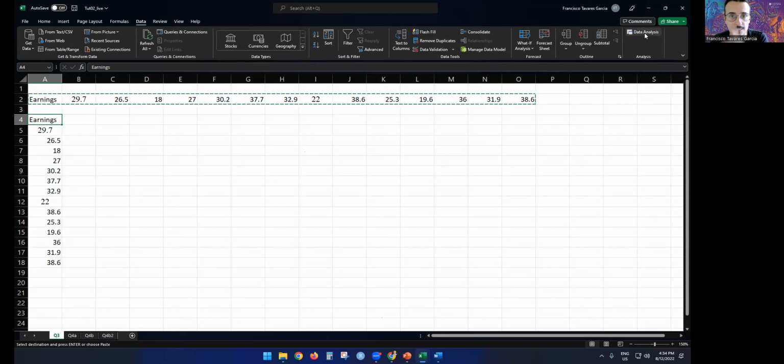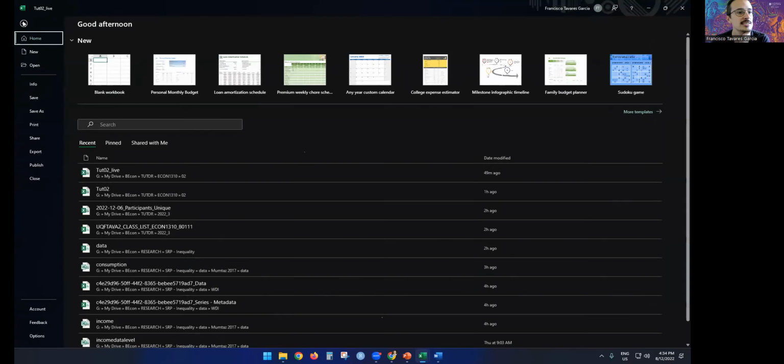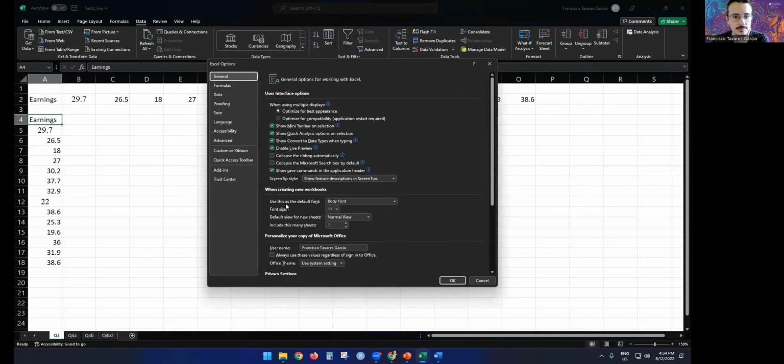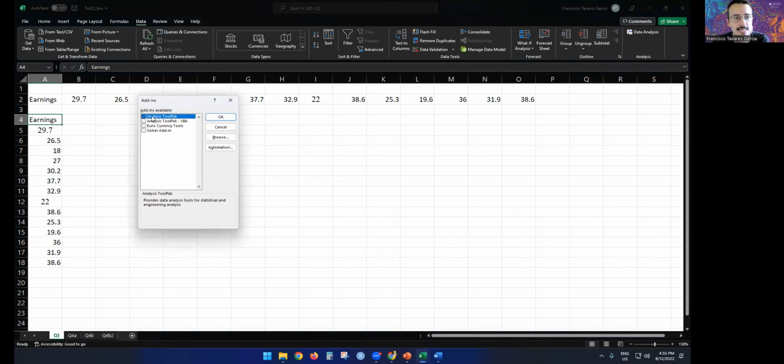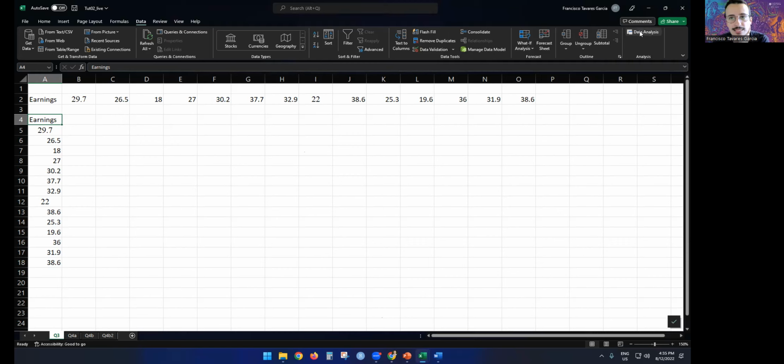If you don't see this on your Excel, I will show now in this video how to install it. So you're going to click File. You're going to go to Options. Inside of Options, you're going to see Add-ins. And look at this, Analysis ToolPak. If you don't have it installed, you will see this line here will be empty, or there will be other things, and the Analysis ToolPak will be down here. You're going to click Go. Then you're going to click Analysis ToolPak and press OK. As soon as you do that, this little button will appear.